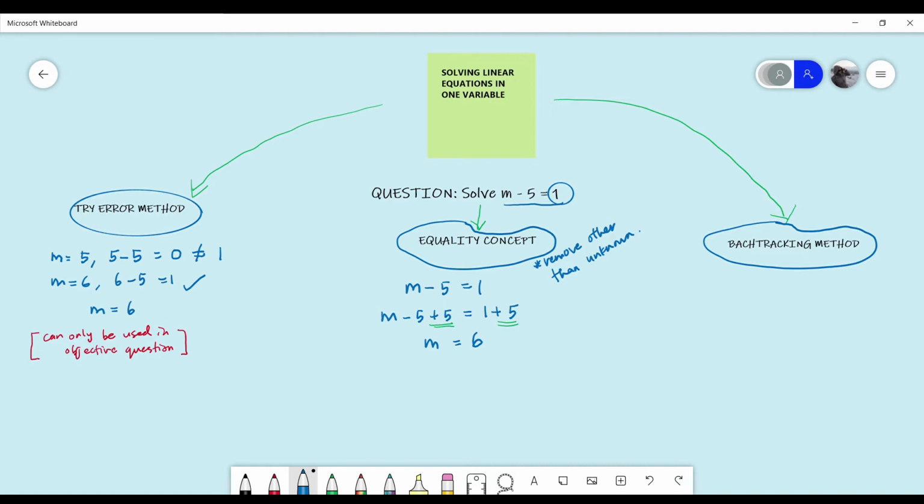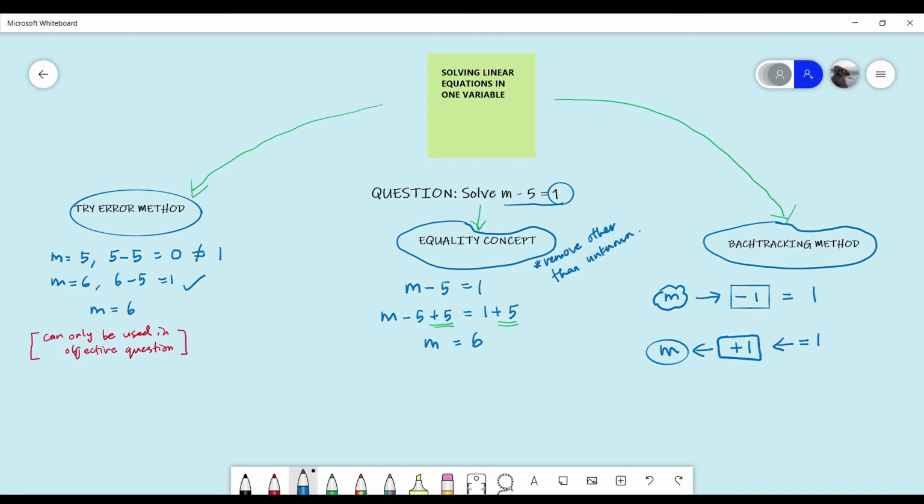Okay, so untuk backtracking method, alright, so we look at the equation, we have m minus 1. So you will have the answer is 1. So backtracking method, we start from the back, which is we start from the answer. Satu, patah balik, and then in backtracking method, if the original operation is minus, dia akan jadi plus 1. Okay, and then we have our answer m.